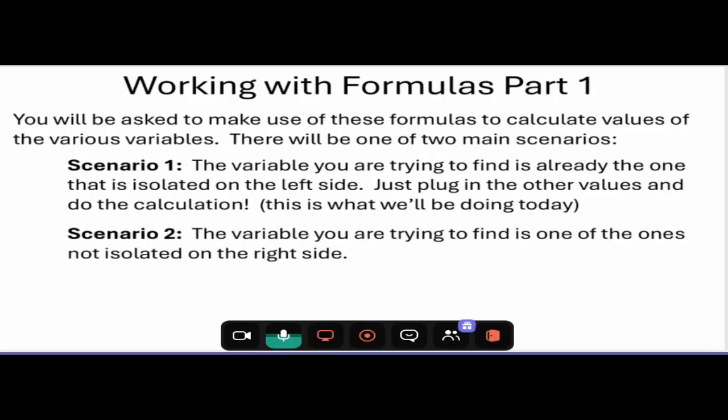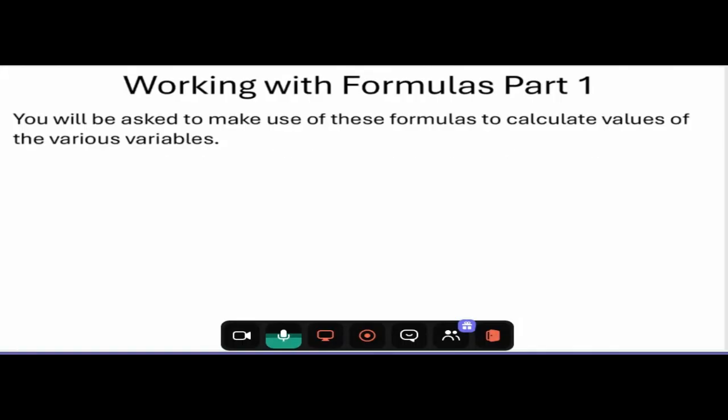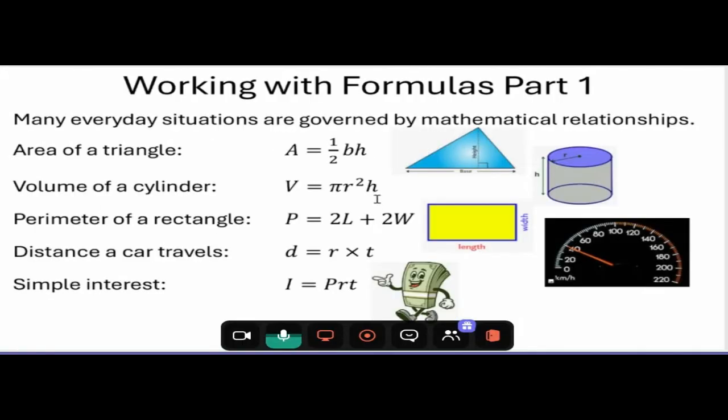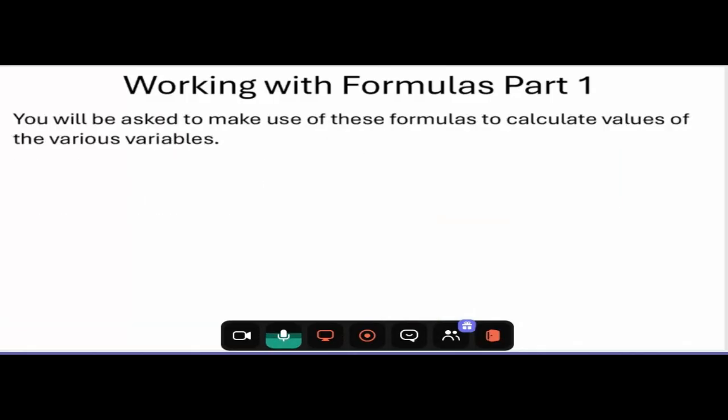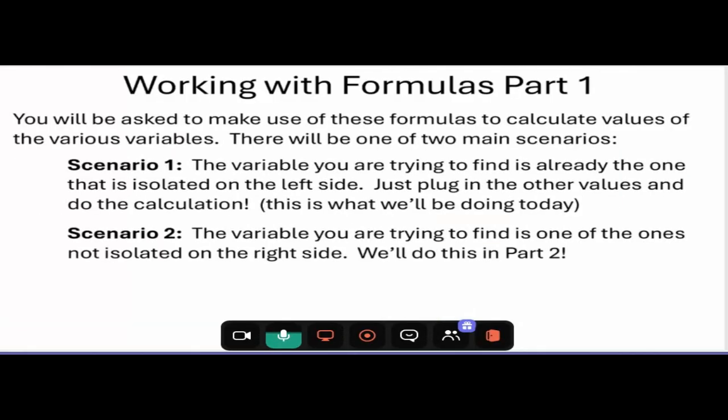Scenario 2, we're going to look at next time, where the variable that you were trying to find is not the one that is isolated. And I say on the right side here, but I meant to say on the left side. Oh no, I should read my sentence. My sentence is good. The variable you are trying to find is one of the ones not isolated on the right-hand side. So if we look back at our list, maybe they'll ask you to calculate the height in this formula and give you all the other ones. Or maybe they'll ask you to calculate the length of a rectangle and give you the other information. So you're going to be using our equation solving in that case. And that will be our first lesson on Wednesday.